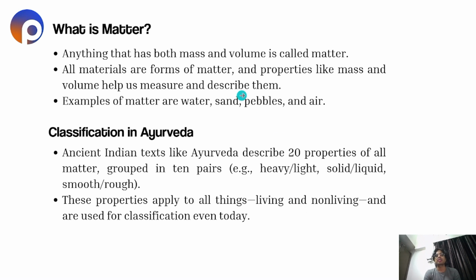Now, what is matter? Anything that has both mass and volume is called matter. Basically, heaviness and the capacity to hold anything. Both of them together are called matter. So all materials are forms of matter, and properties like mass and volume help us measure and describe them. Examples of matter are water, sand, pebbles, and air. Water is a liquid form, sand is a solid form, and pebbles are also solid form, but air is a gas form of matter.